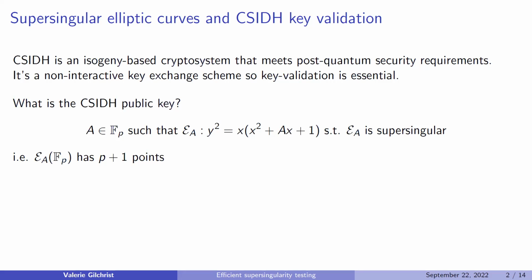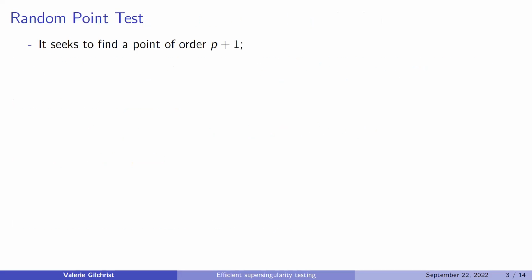One definition of supersingular is that over F_p the curve will have p+1 points. And so this question is maybe not so easy to answer. Is it going to be supersingular or not? We can start by looking at the algorithm originally introduced in the CSIDH paper, which we refer to as the random point test. Basically, it is looking for a point that has order p+1.